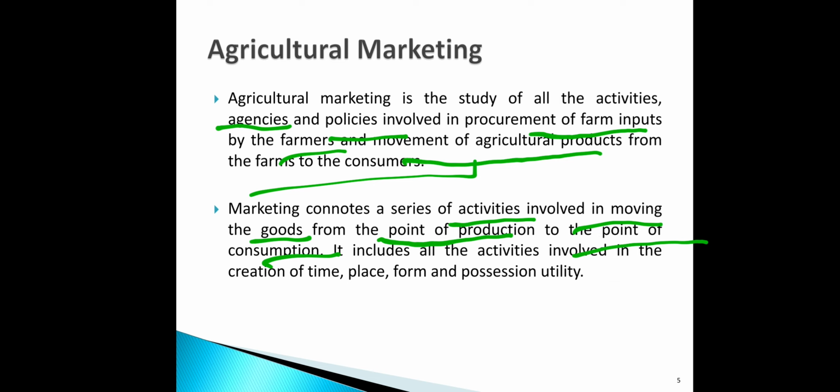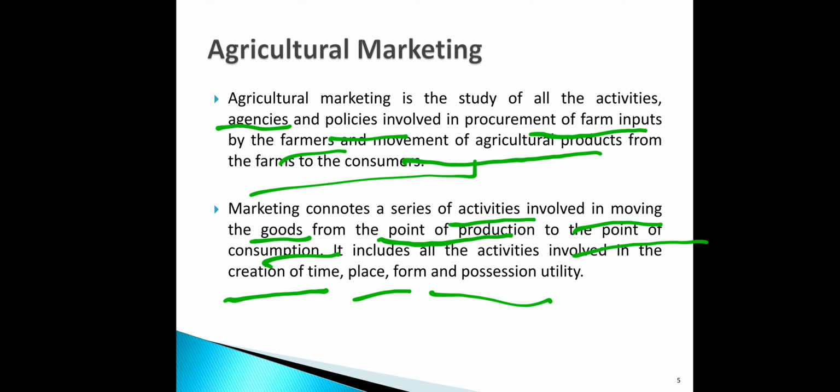It includes all the activities involved in creation of time, place, form, and possession utility. So now I think you are clear about what is meant by agriculture marketing. Now the next point, that is the scope of agricultural marketing.